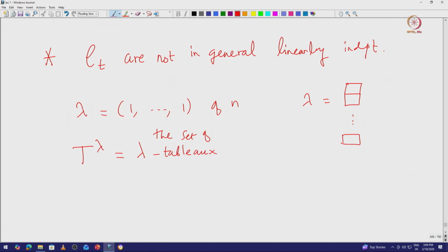Okay. There is no equivalence relation because each row has only one element. So, now what happens to the phi lambda? Since you have n boxes and tabloids corresponding to lambda tableaus, that means there are exactly n factorial elements.